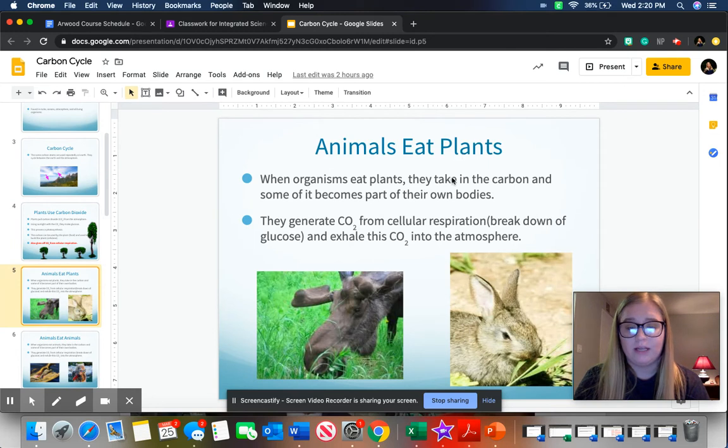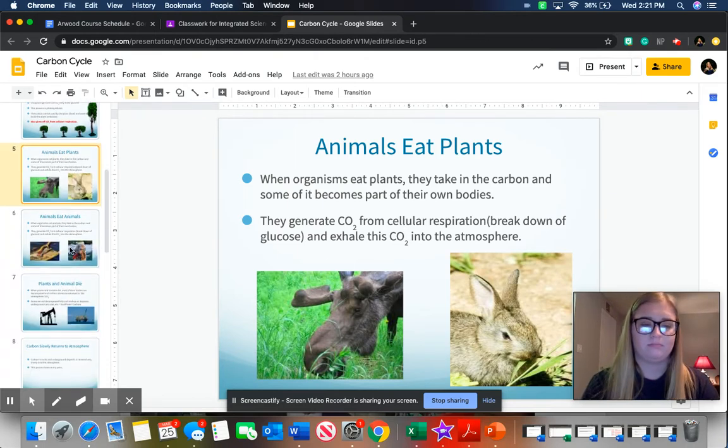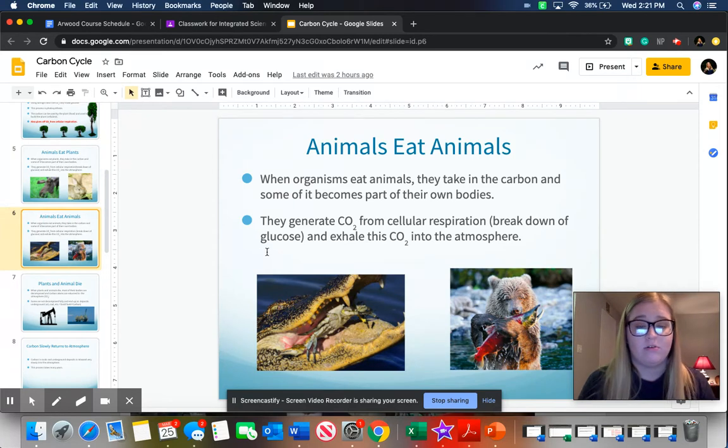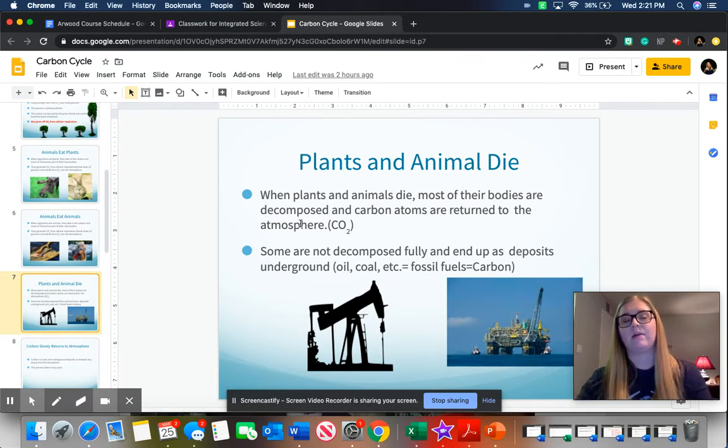So animals eat plants. When they eat these plants, they take in the carbon and it becomes a part of their own bodies. So they generate carbon dioxide from cellular respiration, which is the breakdown of the glucose, and they exhale the carbon dioxide into the atmosphere. So I'm sure you have heard that when you breathe in oxygen, you breathe out carbon dioxide. When animals eat other animals, they take in that carbon that's become a part of their body. They also do the same cellular respiration and exhale carbon dioxide into the atmosphere.